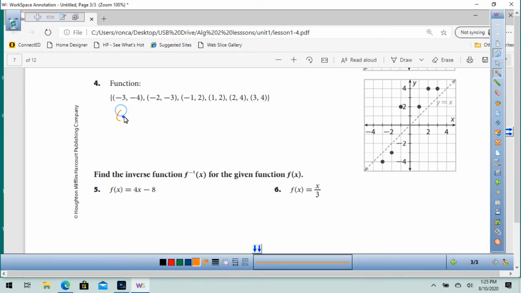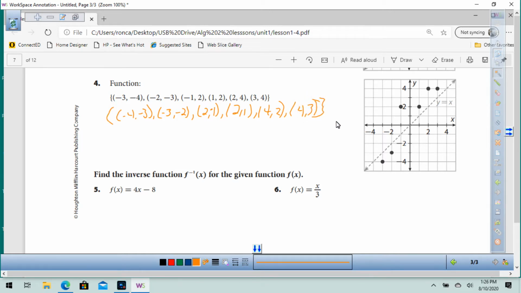Negative 3, negative 4 becomes negative 4, negative 3. Negative 2, negative 3 becomes negative 3, negative 2. Negative 1, 2 becomes 2, negative 1. 1, 2 becomes 2, 1. 2, 4 becomes 4, 2, and 3, 4 becomes 4, 3.